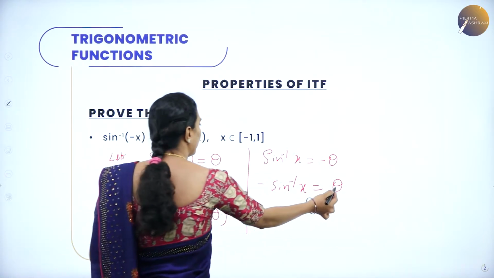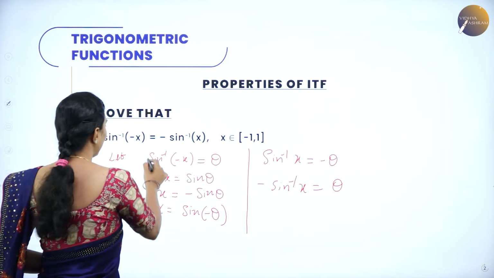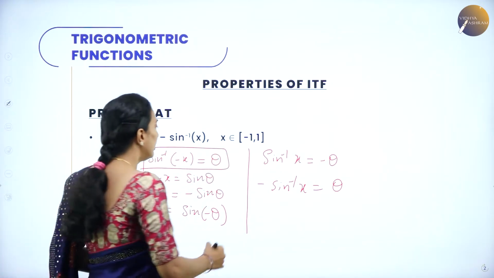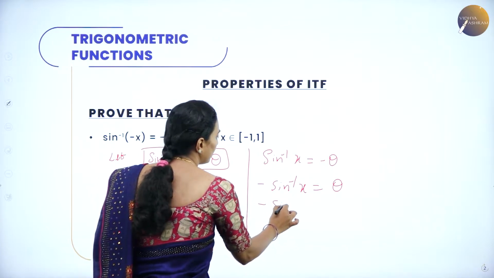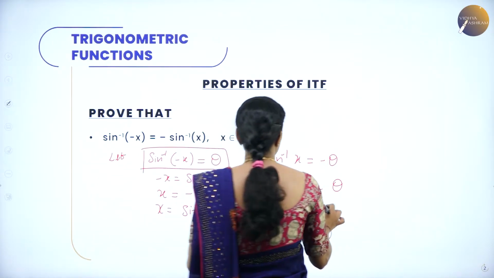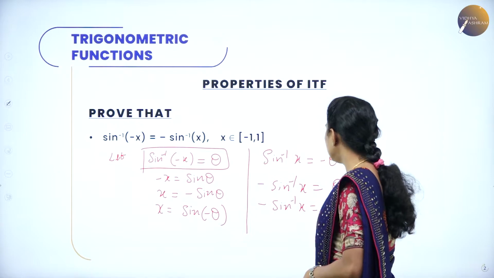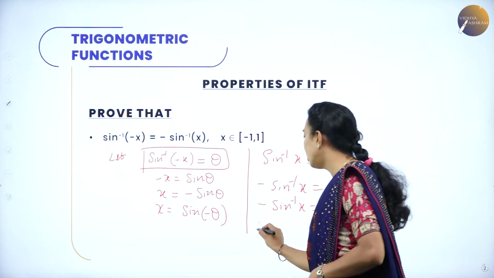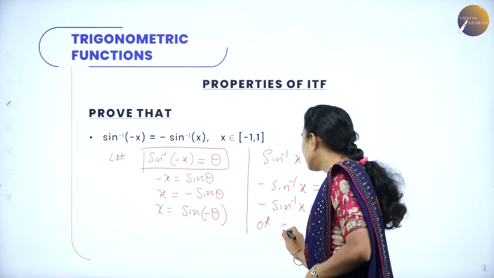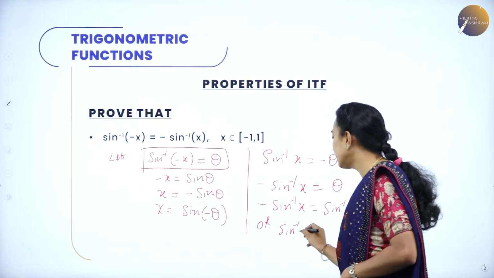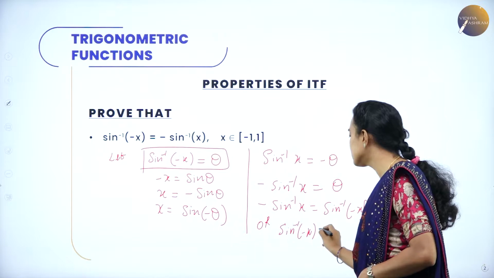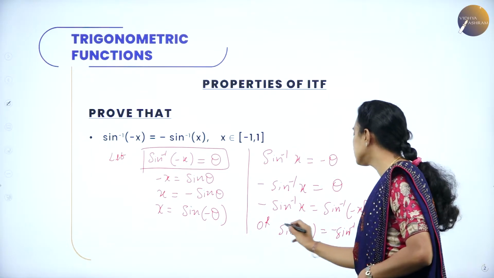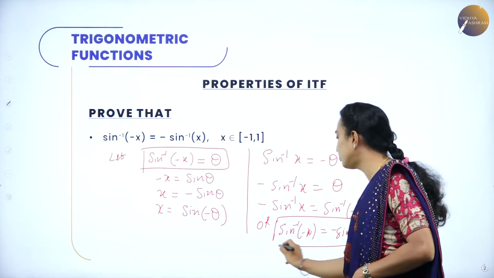Now you already know what theta is. Theta we have substituted as sine inverse of minus x. Substitute there. Therefore, minus sine inverse x is nothing but sine inverse of minus x. Or you can write it like this: sine inverse of minus x is nothing but minus sine inverse x. This is the proof.